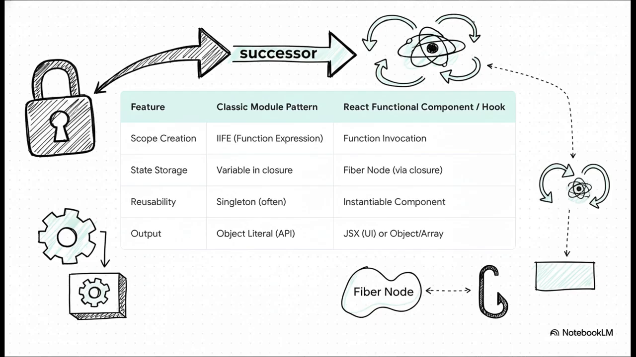But here's the magic trick. Instead of being a one-and-done singleton, it stores its state inside React's own internal machinery, in what's called a fiber node.